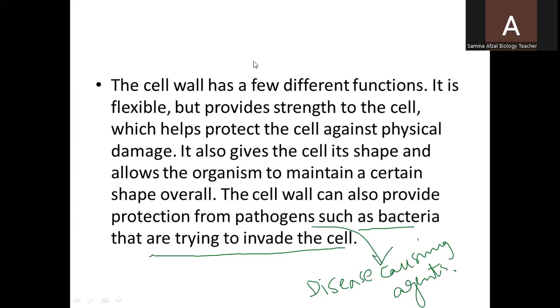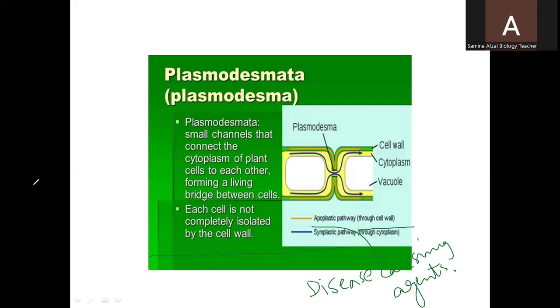A very important point about the cell wall is the presence of plasmodesmata between the cell walls of two cells. It means all cells are connected with one another. It happens only in plants. Keep in mind, it is happening only in plants. That is, the cells are connected with one another.